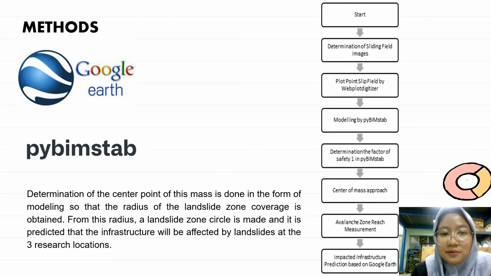Determination of the center point of this mass is done through modeling so that the radius of the landslide zone coverage is obtained. From the radius, a landslide zone circle is made, and it is predicted which infrastructure will be affected by landslides at the three research locations.